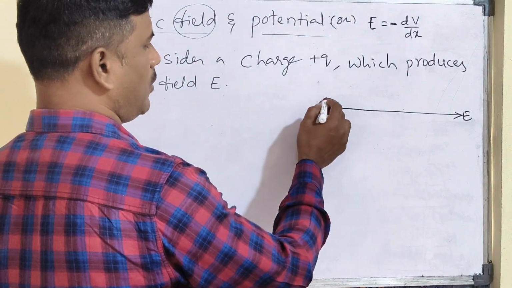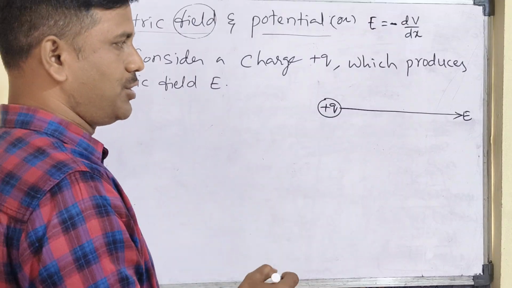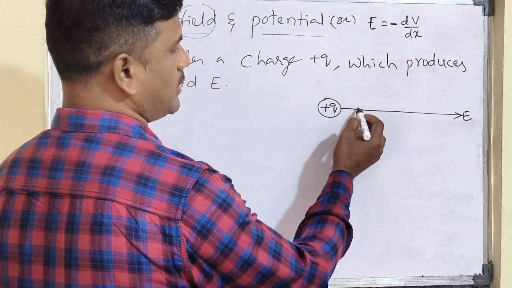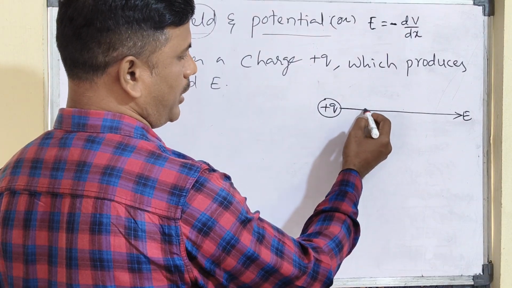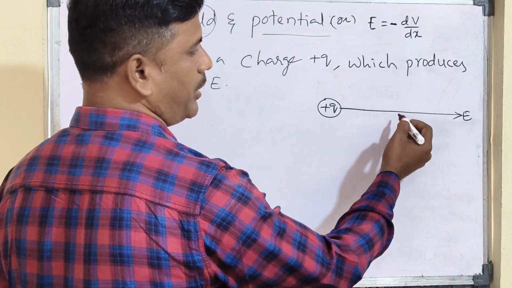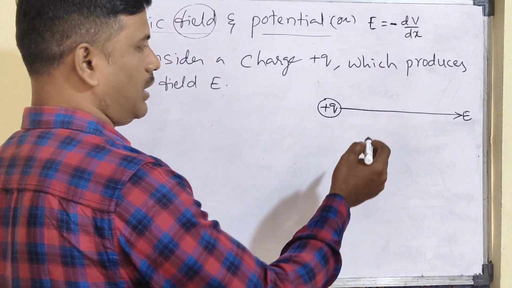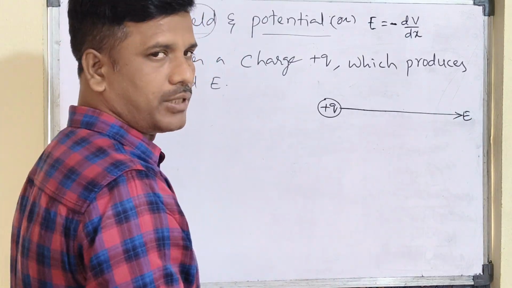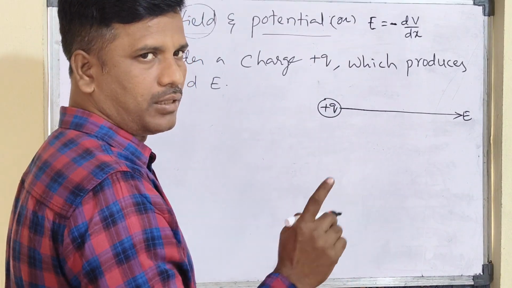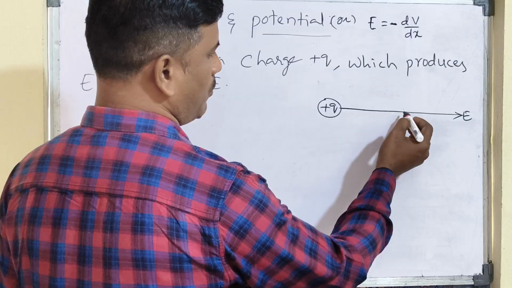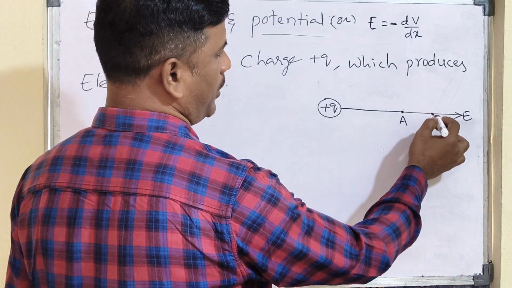Now, how to denote potential? Along the line of electric field, we consider one point here and one point here. The point moves along the direction of electric field. Potential decreases with increasing distance along the electric field. That's a very important point. So we consider point A and here point B.